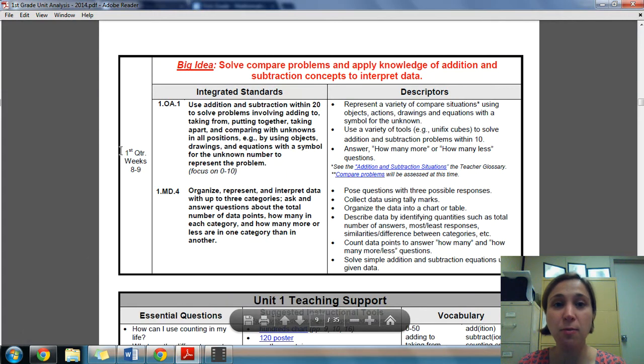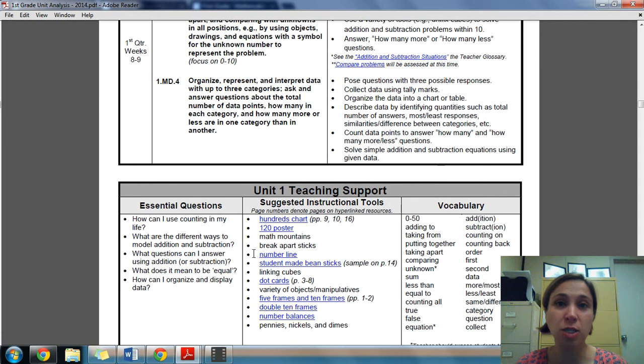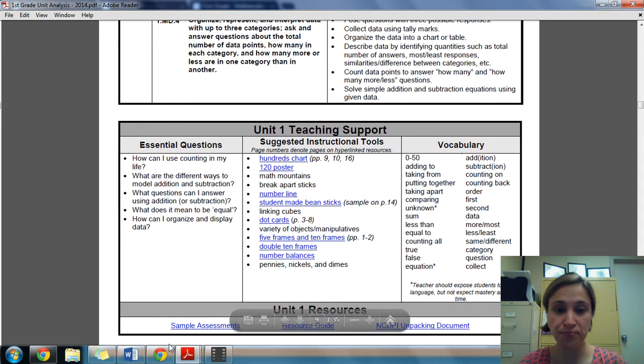This gives you the pacing, the sequencing, the time spent on each of the standards, and it's clustered into the units. For example, right here, you can see that these are the standards that you would teach during first quarter, weeks 8 through 9. In addition to providing information about the standards, this resource also provides any essential questions, vocabulary, and any important tools that the teacher might need for teaching this standard.